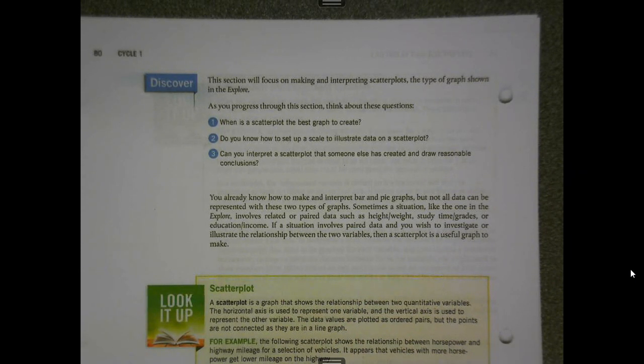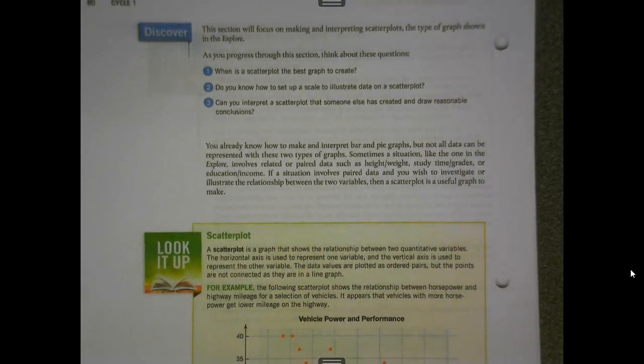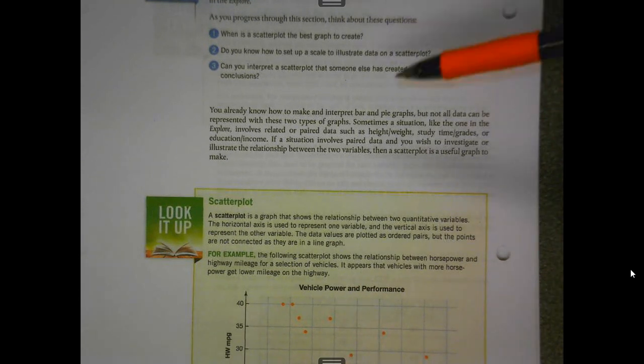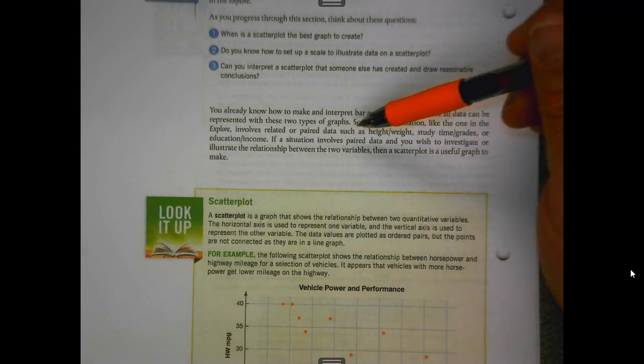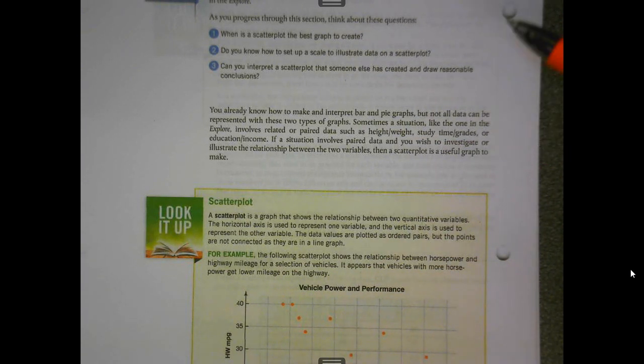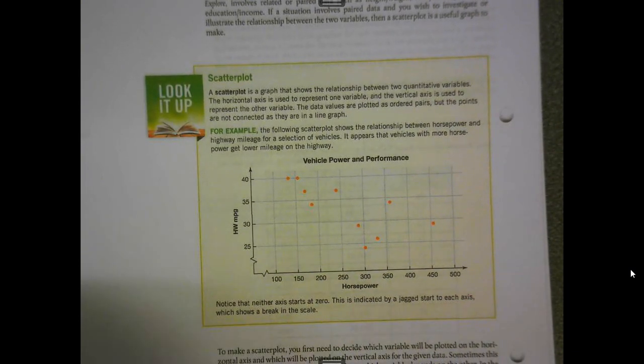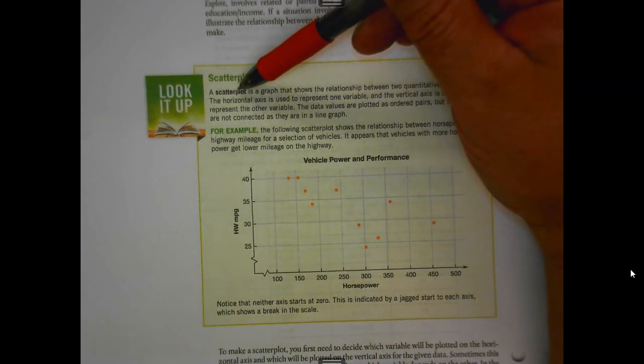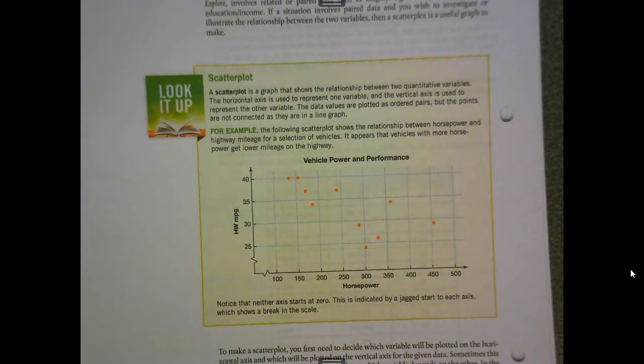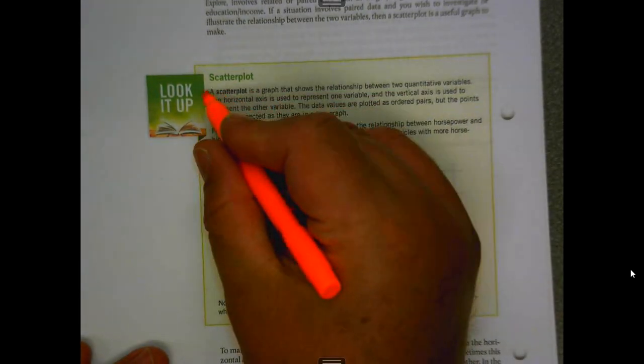All right, in the last section, we did make bar and pie graphs, and also we did line graphs. But sometimes they're just not good enough to explain two sets of data. And that's where the scatter plot comes in very useful. And we do a lot of work with scatter plots. All right, here's the formal definition. A scatter plot is a graph that shows the relationship between two quantitative variables.